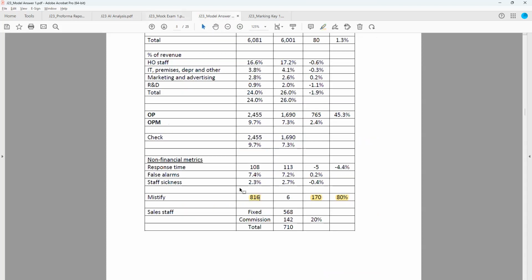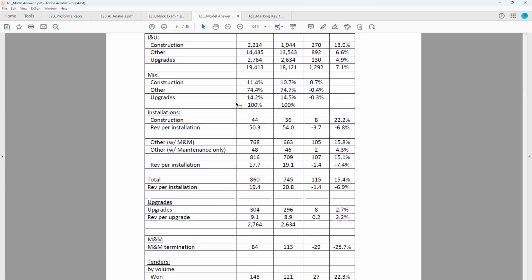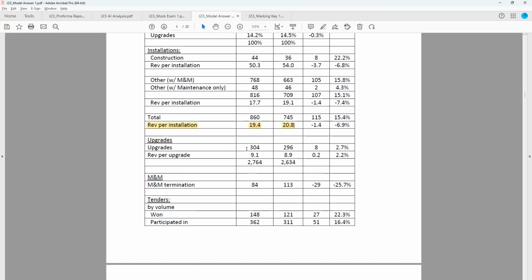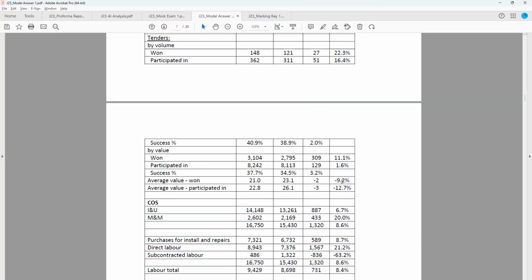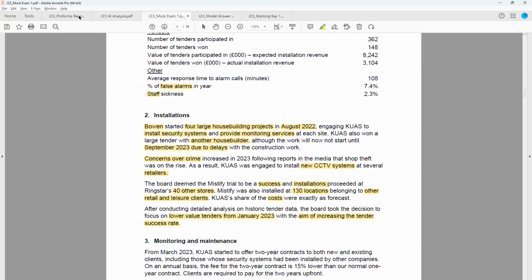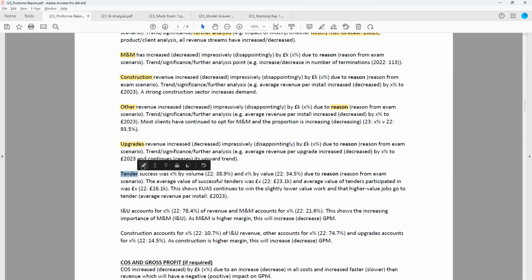So actually we can see that in the numbers, because we can see that revenue per installation is lower, but looking specifically at the tenders, we can see that by value it had gone down, and they aim to increase the tender success rate, which they have done. So it does appear to be a successful policy, a successful strategy. So we're definitely going to want to look at tender numbers in our analysis.